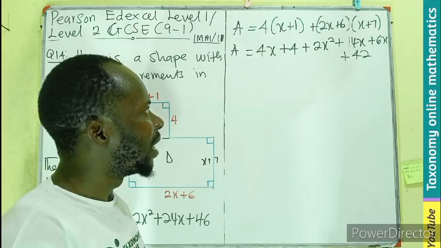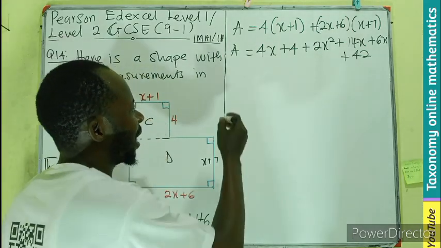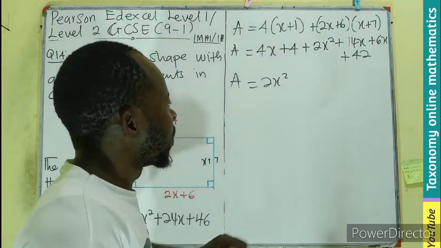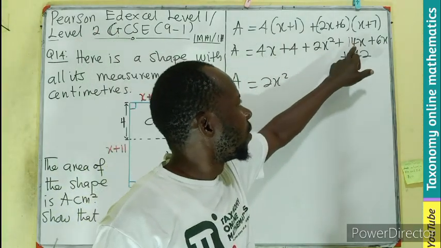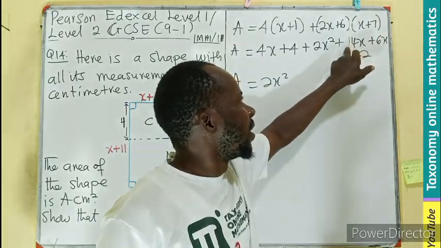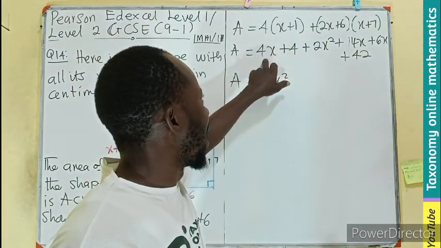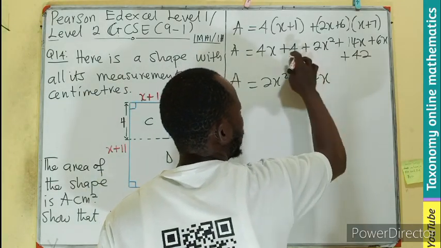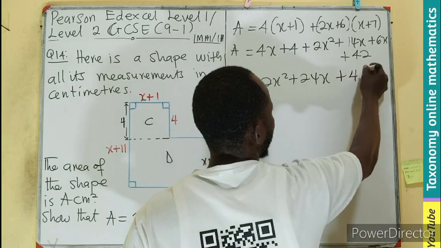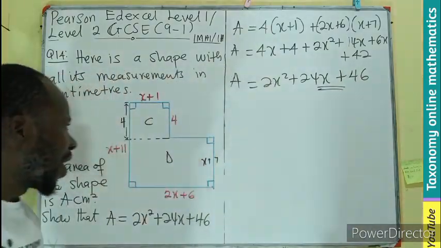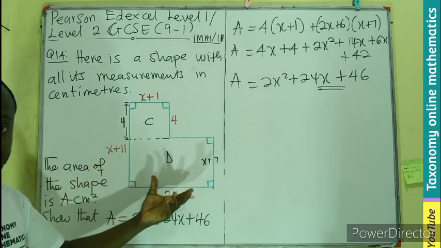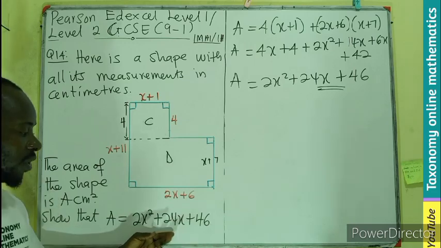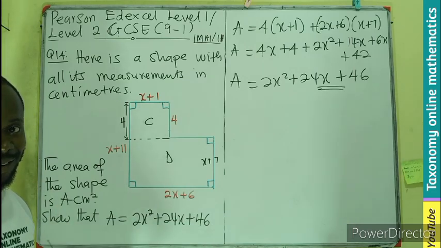Right? So let's simplify by collecting like terms. I can see that our A will be equal to 2x squared. This is 4x, 14x, 6x, which will give you 20, 20 plus 4, 24x. Then 42 plus 4 will give you 46. So therefore, the area of these two rectangles, or the complete shape, will become 2x squared plus 24x plus 46. I guess we get it.